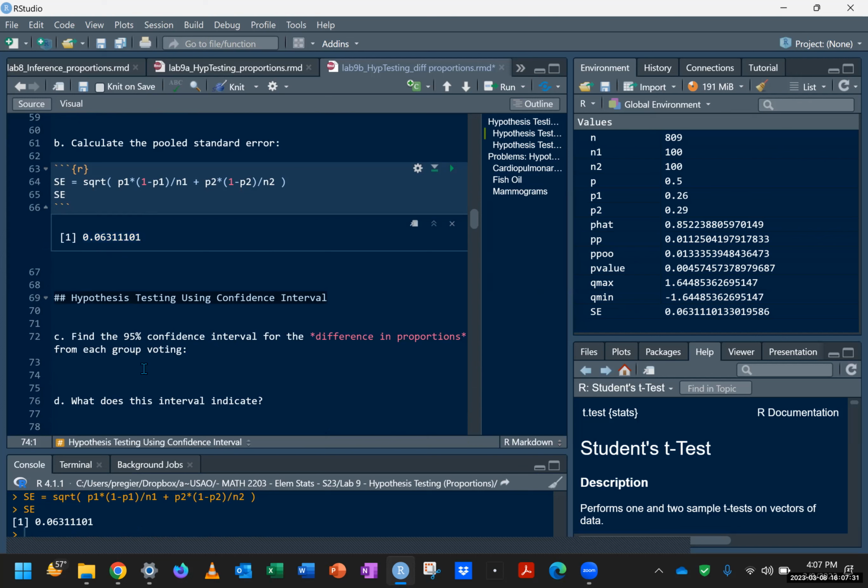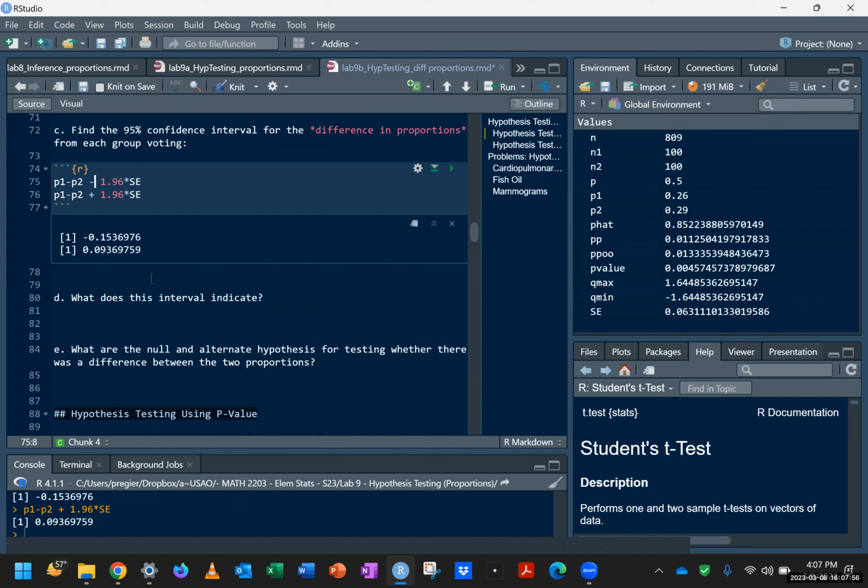And so now we can find our confidence interval. Instead of saying p hat, we're going to say p1 minus p2 plus or minus 1.96 times standard error, because this is the parameter we're trying to estimate. What's the difference? So I gave you that formula above, and then we would say minus and plus to find the left and the right intervals. So there's our difference of proportions.